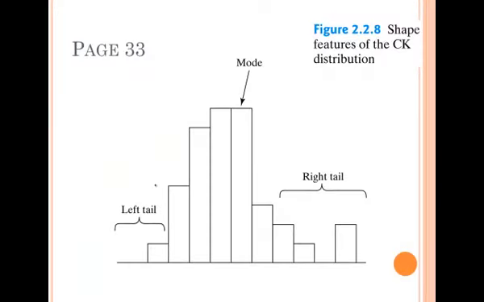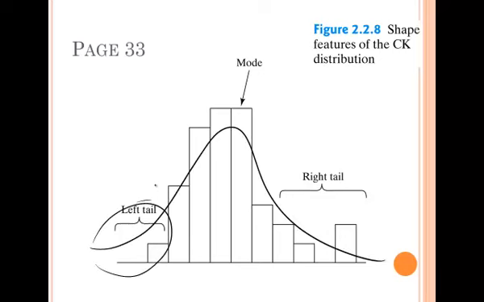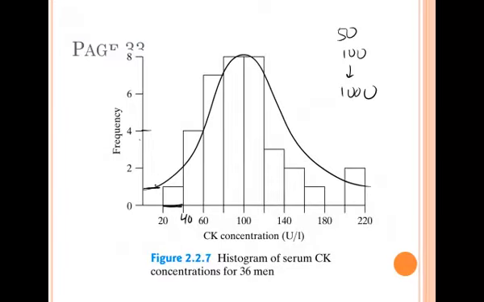Now the shape features of this distribution. We call this the left tail. Remember I had drawn that bell curve, so this is the left tail of the curve. This is the right tail of the curve. And then the mode would be where it's highest right there. So notice that it's bimodal. We have 2 modes here. Now those modes, as you remember, correspond to the 80 to 100 and 100 to 20 serum levels, CK concentration serum levels.